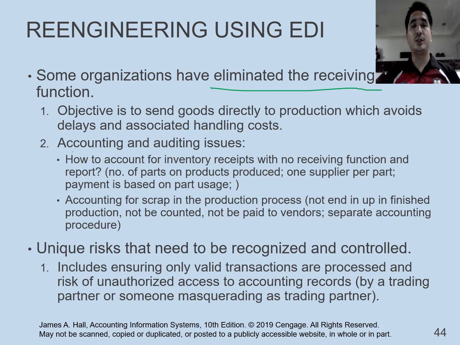However, the accounting and auditing issue is how to account for the vendor receipts since there will be no receiving, hence no receiving report. What you can do is base it on the number of parts per finished goods and the number of finished goods produced. You get the number of parts per finished good and multiply it with the number of finished goods produced. You can get the total receipts per vendor on the assumption that we have one supplier per part. As for the scrap, since it does not form part of the finished goods and it is not counted, how will the vendors be paid for the goods received pertaining to the scrap? So there's a separate accounting procedure for that.